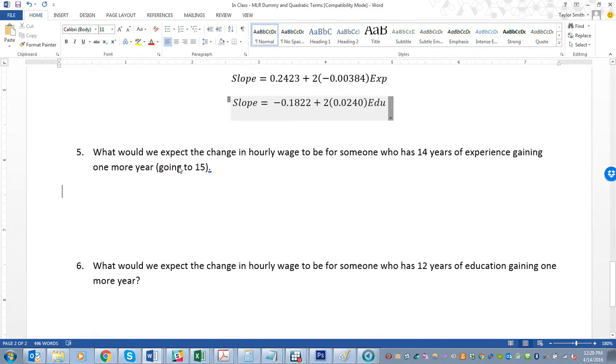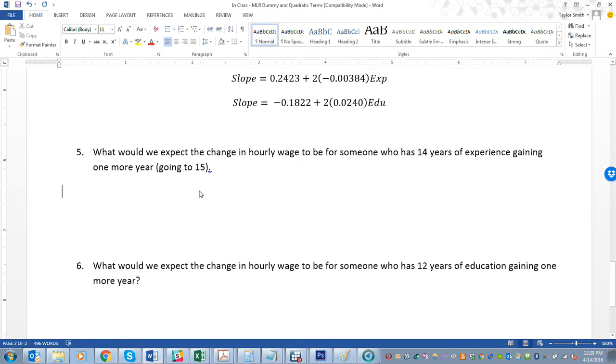Next, what do we expect the change in hourly wage to be for someone who has 14 years of experience gaining 1 more year, so going up to 15? The way that you would usually answer that question, if someone was gaining 1 year of experience, you would go look at the coefficient. Well, we can't do that here because, again, we have this quadratic term for experience. So we have to use the slope formula for experience. That's the one that we're going to use here.